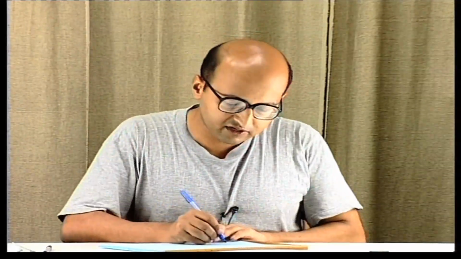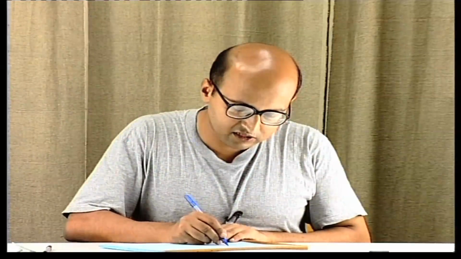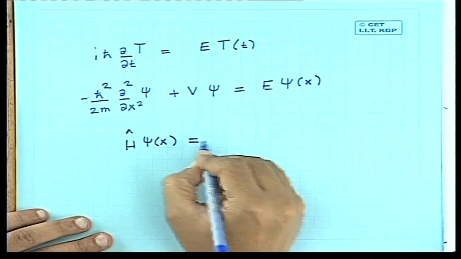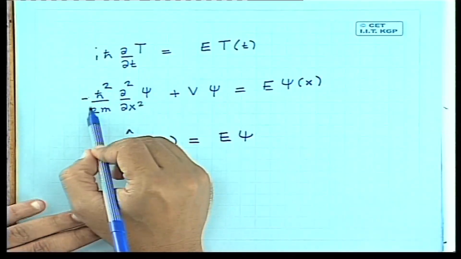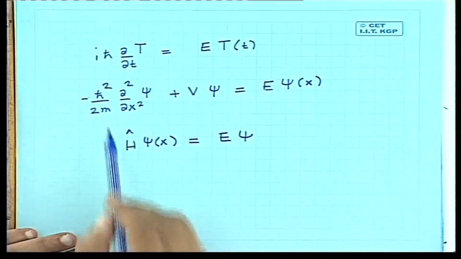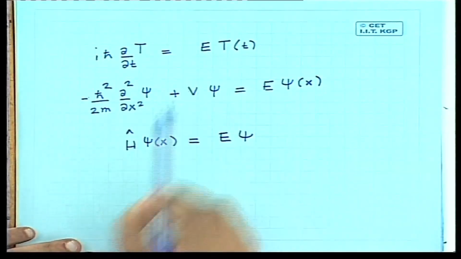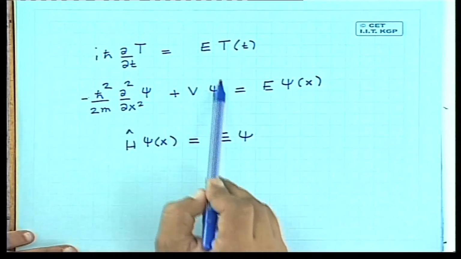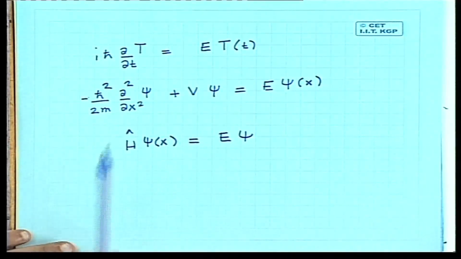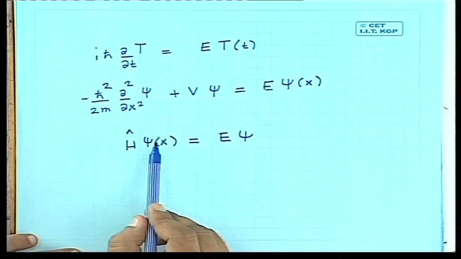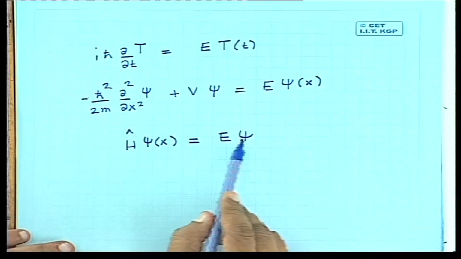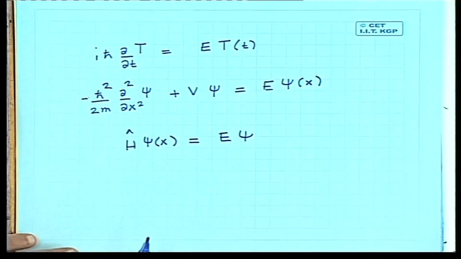This equation can also be written as H psi is equal to E psi, because this is nothing but the H, the Hamiltonian operator. This is the momentum squared, this is the potential. So this is nothing but the Hamiltonian operator acting on the wave function. So this equation is nothing but the Hamiltonian acting on the wave function, giving us E into the wave function.